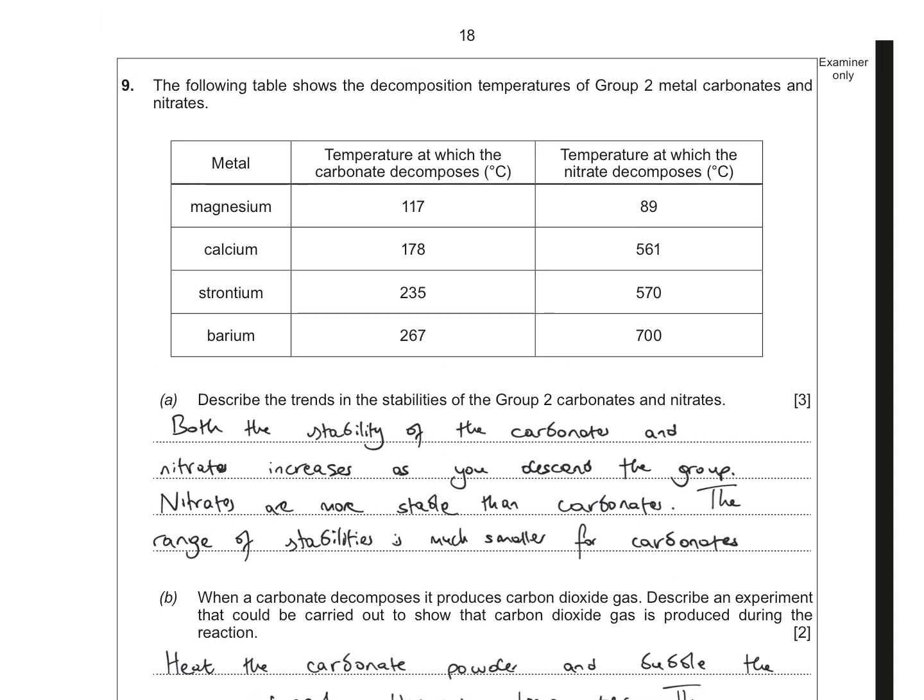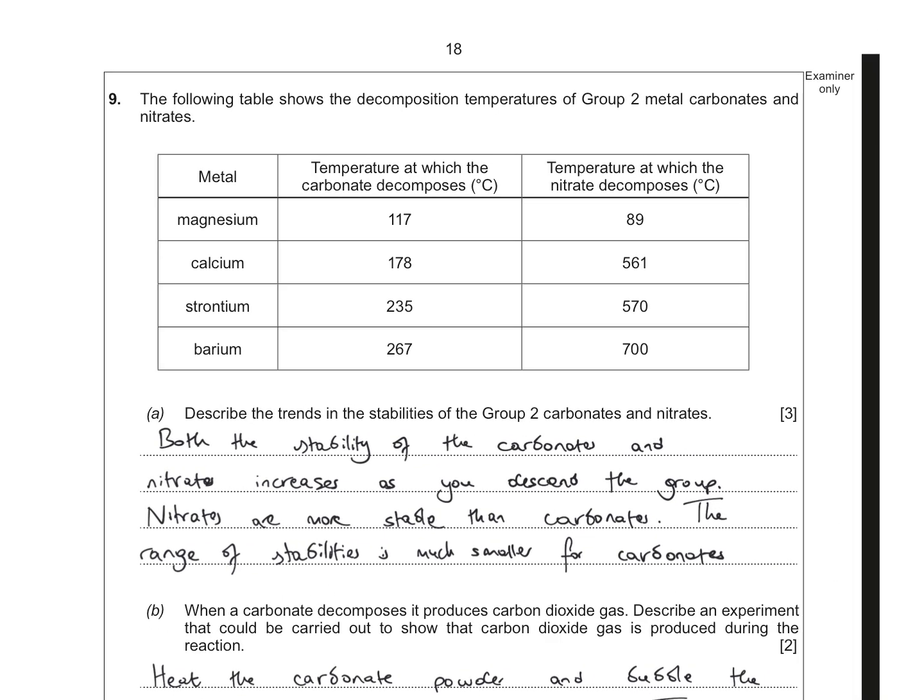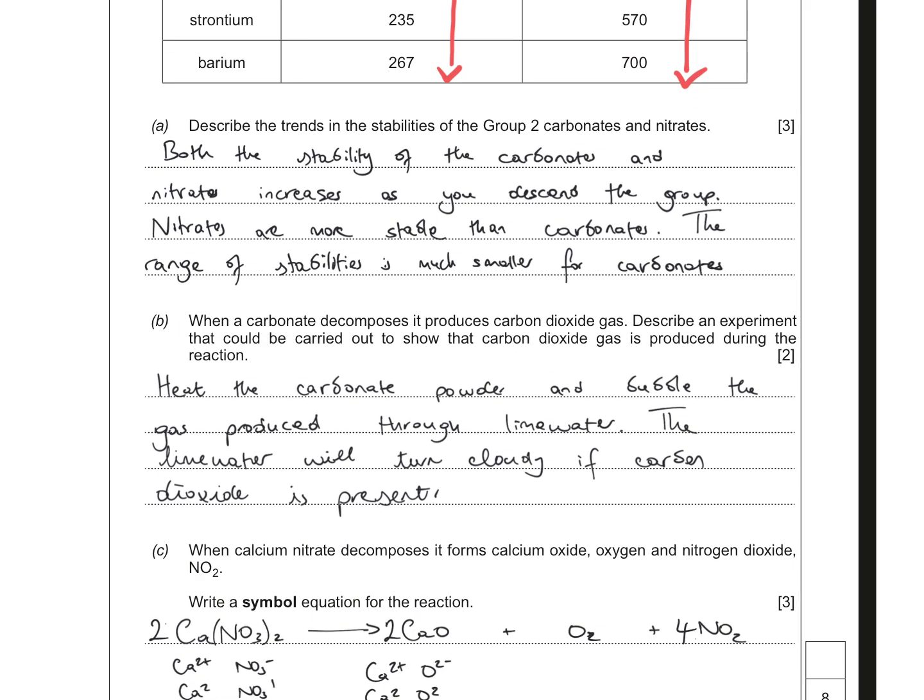Describe the trends in the stabilities of the group 2 carbonates and nitrates. Well, if we look at them, both the stability of the carbonates and the nitrates increases because those numbers are getting bigger. But look, for nitrates, the increase is greater. So nitrates are more stable. That's my second mark. And for carbonates, the range is much smaller, only from 117 to 267, as opposed to 89 to 700.